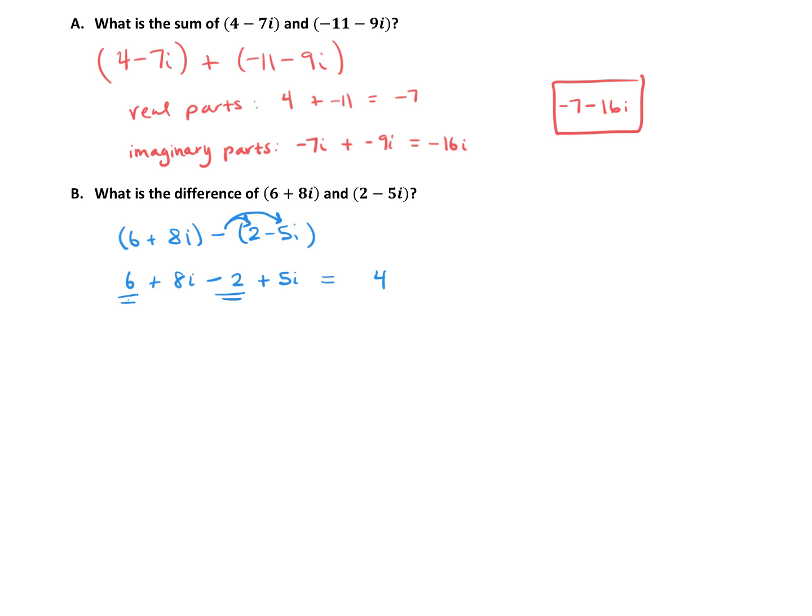Then what are the imaginary parts? We have a positive 8i and a positive 5i. 8 plus 5 is a positive 13i, and here is our complex number from the difference between those two complex numbers up there.